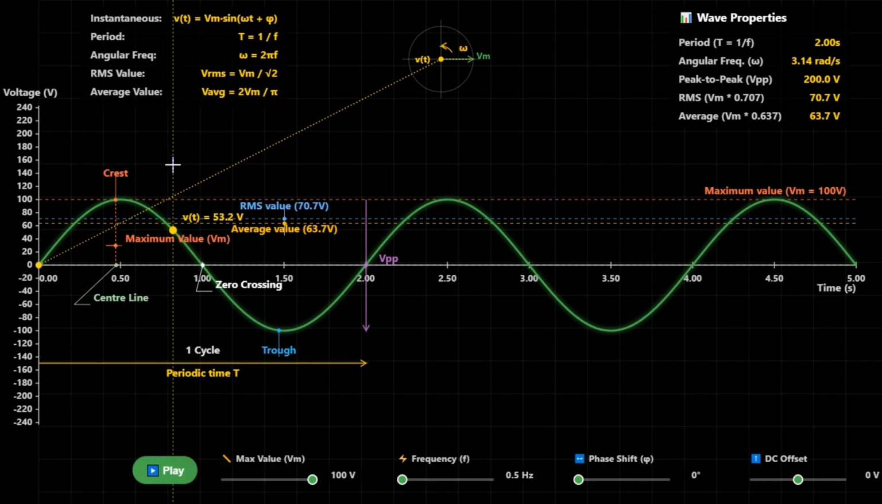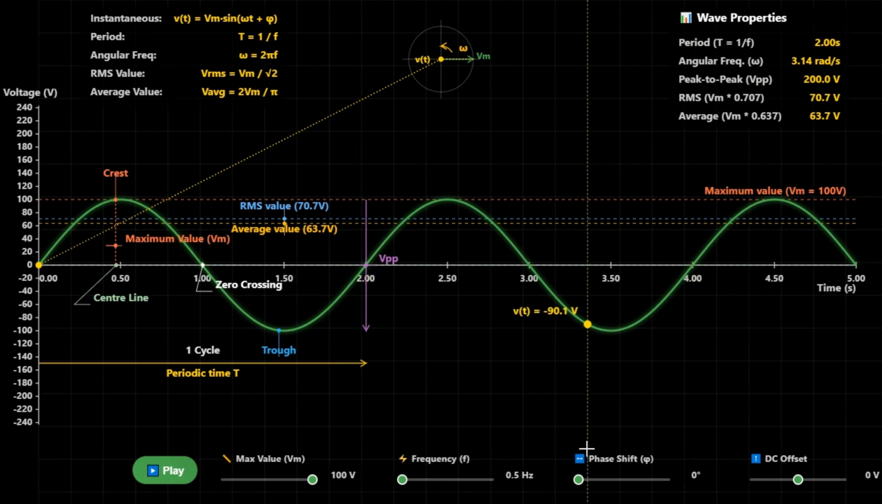Then next is frequency. Frequency is the waves per second. It is measured in hertz and its formula is 1 upon capital T. Then next is time period. It is the time per wave. It is measured in seconds and its formula is T equals 1 upon f. Then next is wavelength. Wavelength is represented by lambda. It is the length of one wave and it is measured in meters.